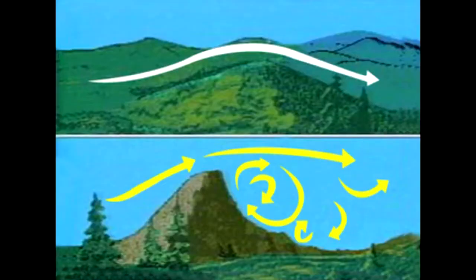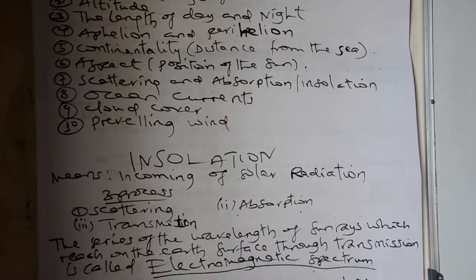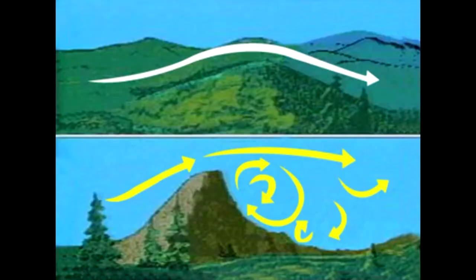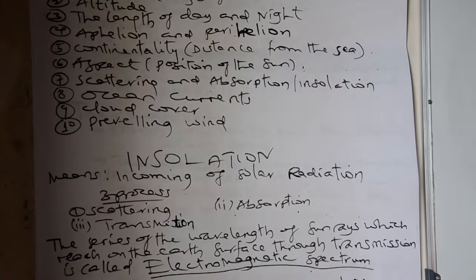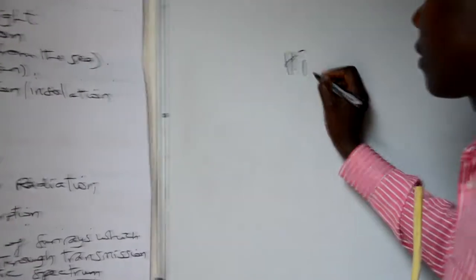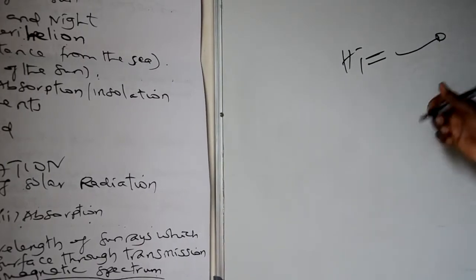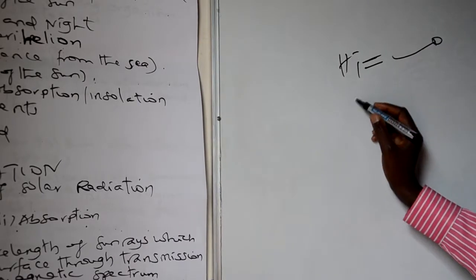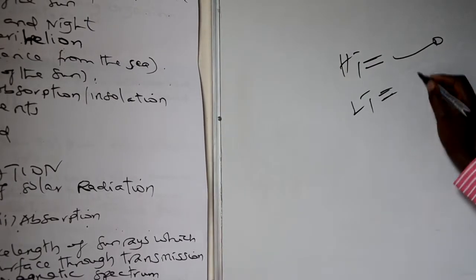The last one is prevailing wind. Prevailing wind is the kind of wind that moves frequently and is very destructive. When the wind moves from one place to another, it can affect the temperature. For instance, if the prevailing wind is moving from an area of high temperature, the destination area will take on warm conditions. But when the prevailing wind moves from an area of low temperature, the destination area will have low temperature.